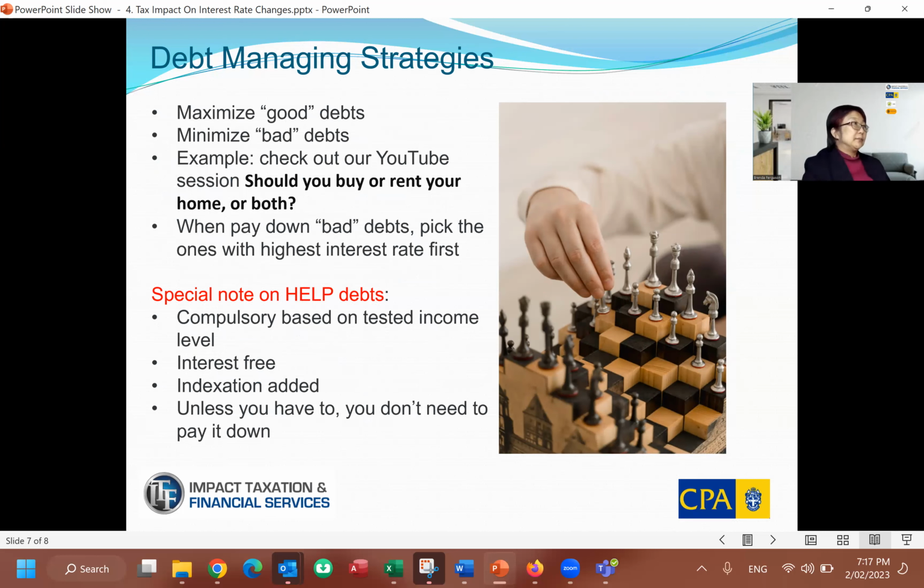I actually left an example here, so it could be a typical example. You can check our YouTube video, should you buy or rent your home or both. For this one, we actually give everyone a possible third scenario, which is you rent your home and then you buy an investment property. By doing that, for your rental property, you can claim a deduction on interest, water rates, council rates, and depreciation of the property potentially. So that means it's definitely a good debt.